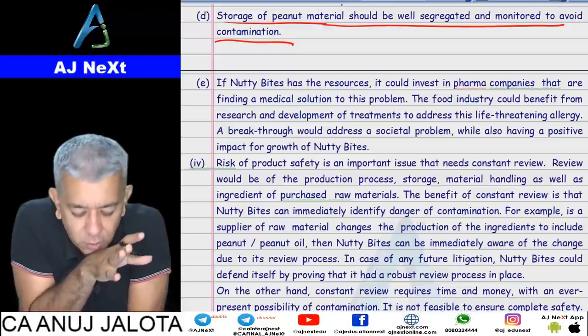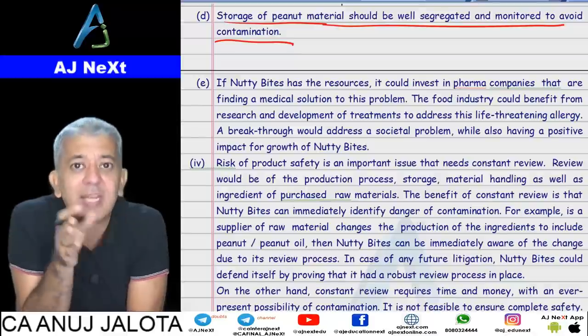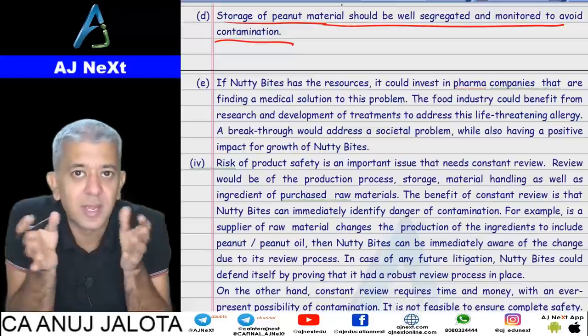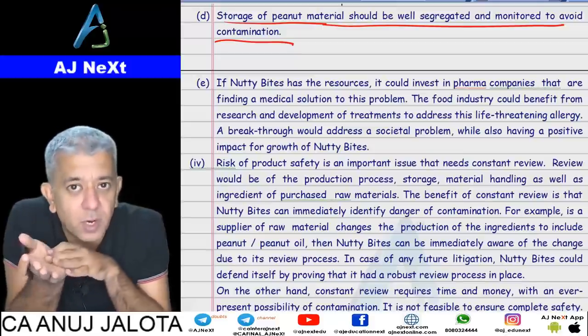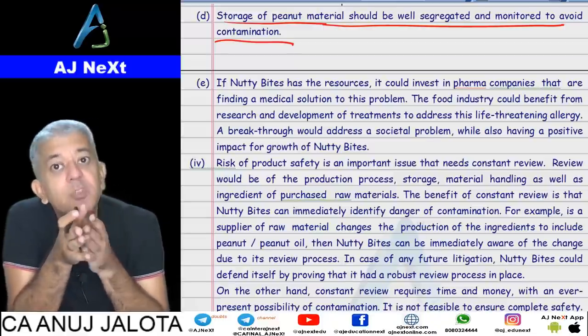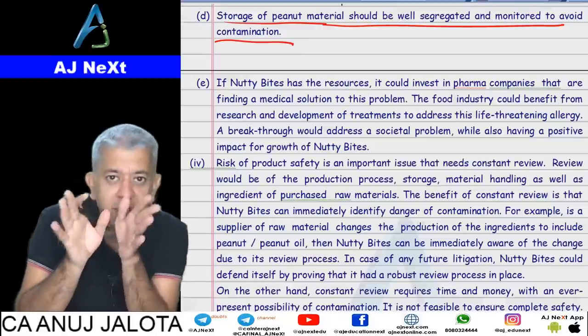Whenever you are purchasing material which has peanut, it should be segregated from all other materials, so that cross contamination does not happen. And once your products are made, until the time they are packed also, products which have peanut and products which do not have peanut should be kept separate, so there is no risk of cross contamination.